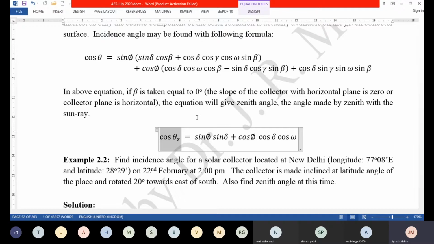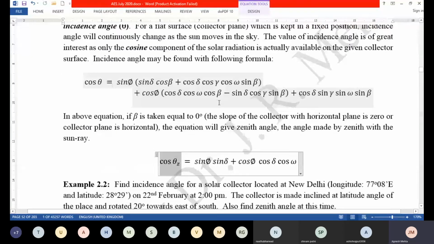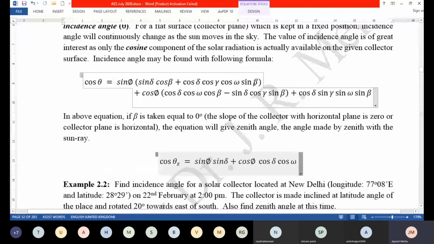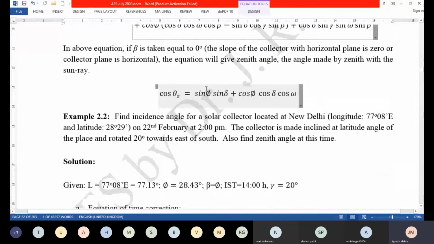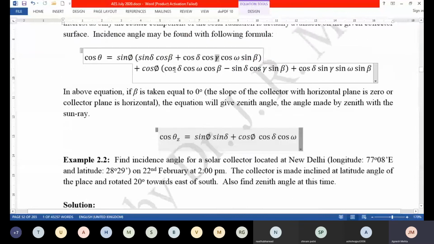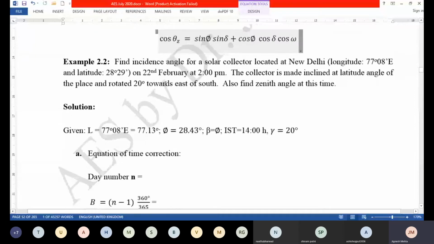So that's the zenith angle. The formula for the zenith angle can be found this way. You can talk about other special cases, like beta equal to 90 degrees, that is, if you're talking about a vertical surface, or a collector which is exactly facing south. In that case, your gamma will be equal to 0. So such special cases may simplify the formula.